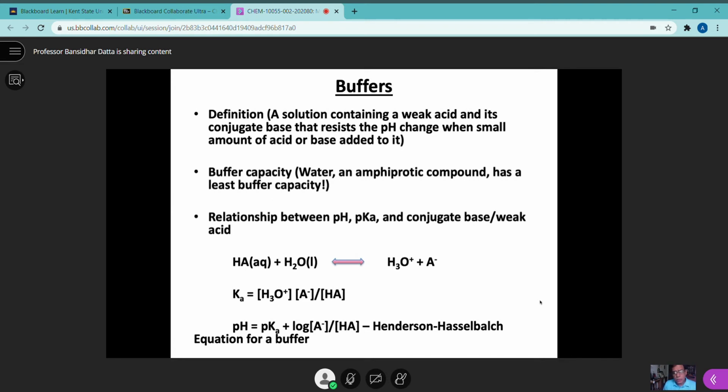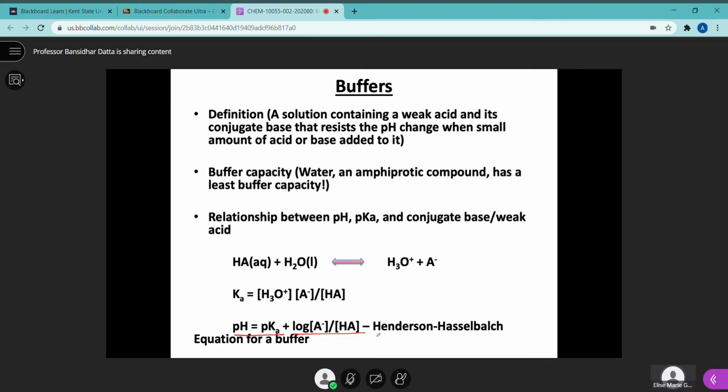And the equation that we routinely use for the buffer is pH equals pKa, where Ka is the dissociation constant of an acid, plus log of the concentration of A minus, that's the conjugate base, divided by the concentration of undissociated acid. That's the Henderson-Hasselbalch equation. Does anyone have any question on this equation? This is the equation used routinely.